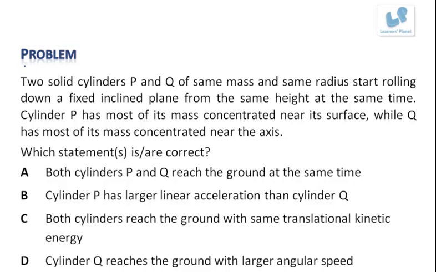Now let us look at the next problem. Two solid cylinders P and Q of same mass and same radius start rolling down a fixed inclined plane from the same height at the same time. Cylinder P has most of its mass concentrated near its surface, while Q has most of its mass concentrated near the axis. Now which statements are correct?